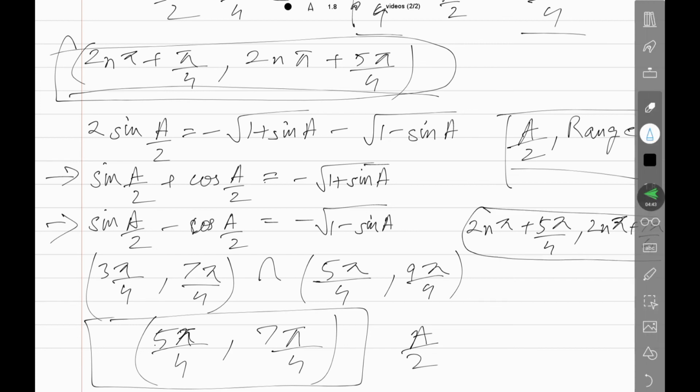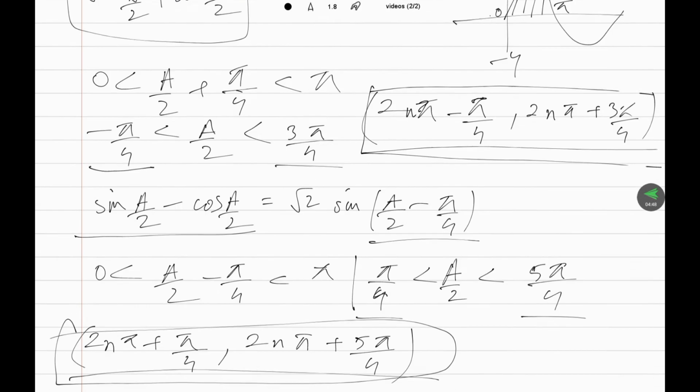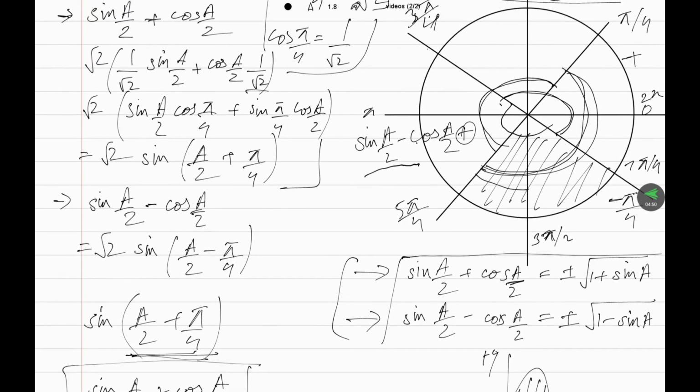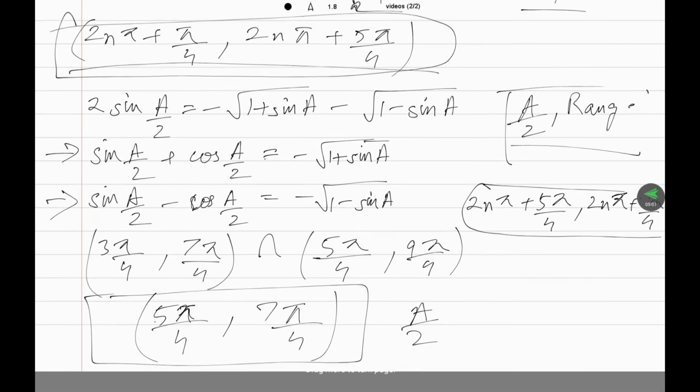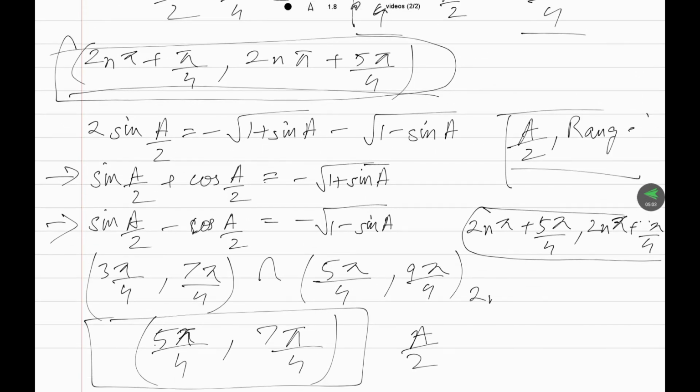Okay, there is one more way. If you think of this as a negative angle, that will be minus 3 pi over 4, and this is already minus pi over 4, then you can write it as 2n pi minus 3 pi over 4 to 2n pi minus pi over 4. There are two answers basically.